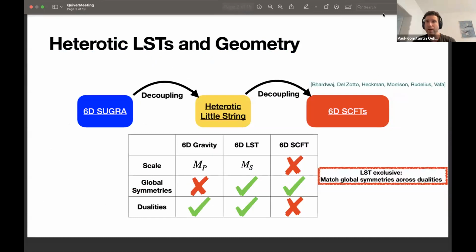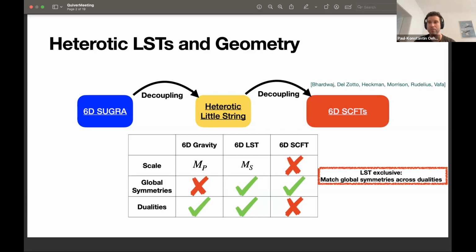I would like to start with a small step back about heterotic little strings and say a little more from the field theory perspective, from my perspective, about where in the space of 6-dimensional theories they are sitting, and why I personally have come to like them so much. The reason why I like them is that they are literally sitting in between supergravity theories and the 6D SCFTs.